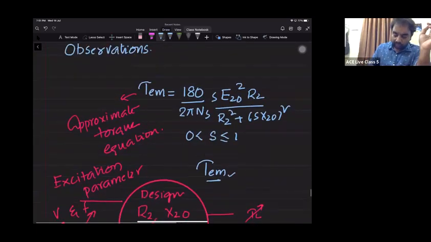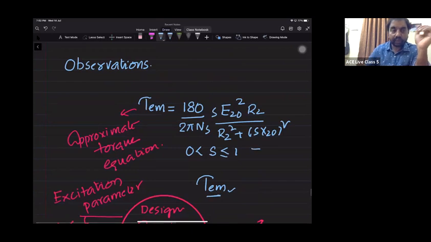But if you see this basic torque equation, you can find the slip is present in both the numerator as well as the denominator. So what I'm trying to do is divide this into two regions. One is the relation between torque and slip during low slip operation. The other is the relation between torque and slip during high slip operation. Low slip operation means slip less than 10%. High slip means more than 10%, right?